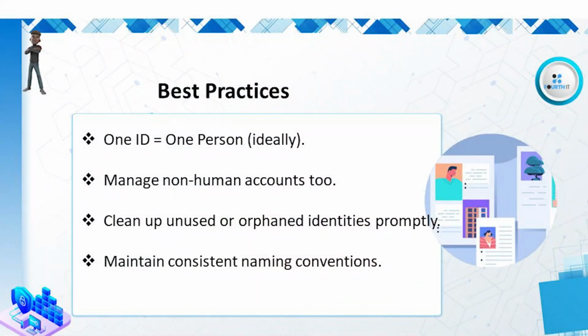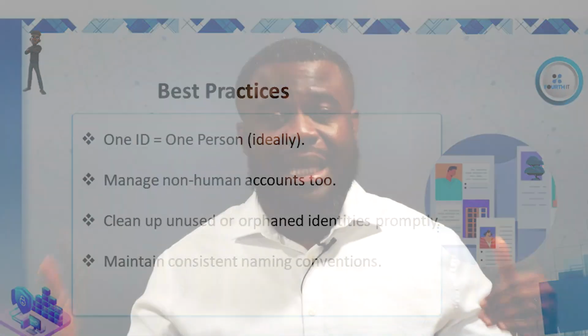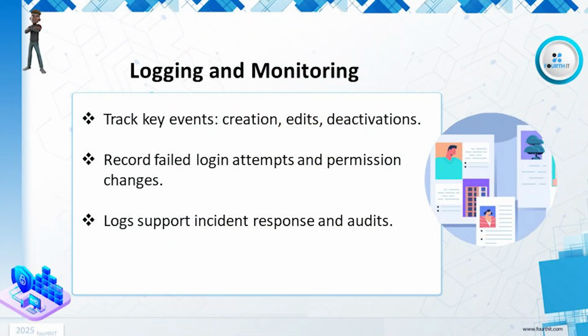Other things that you also want to consider when you are doing this is that you need to have one ID for one person. Non-human accounts need oversight, and they need to be assigned to someone. You need to clean up old accounts on a regular basis, and make sure that all old accounts are being cleaned up. Then maintain consistency in the naming. Then log all key events that are happening. Track the creation, the changes, and the deactivation that happens to one account. I hope this makes sense to you.